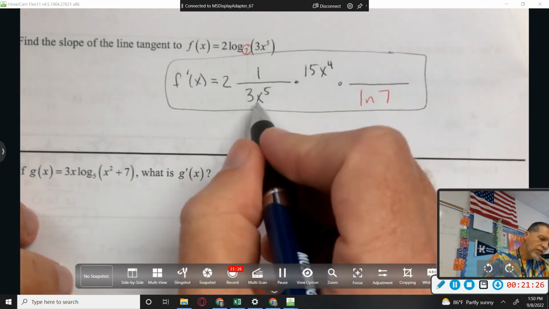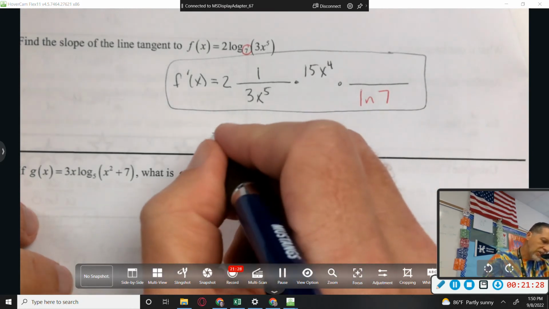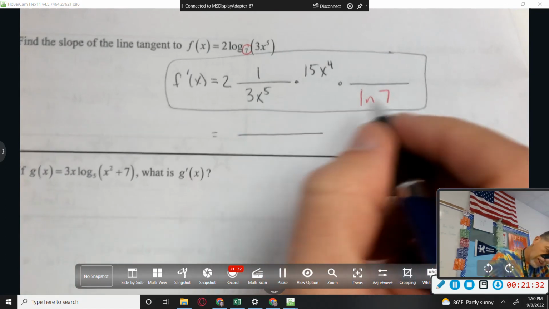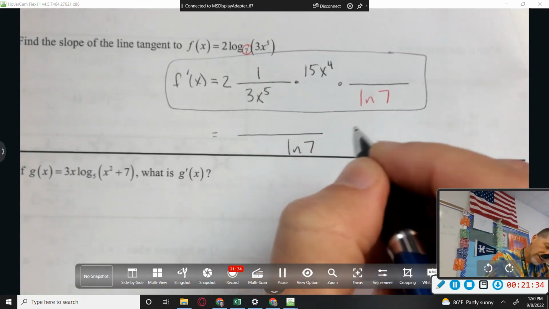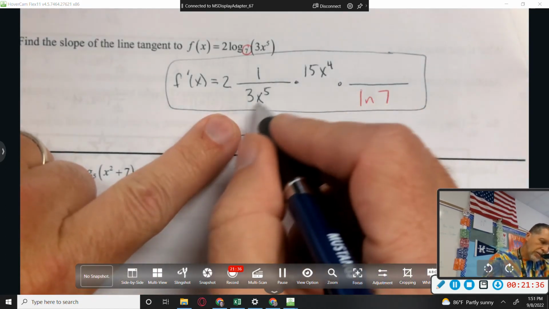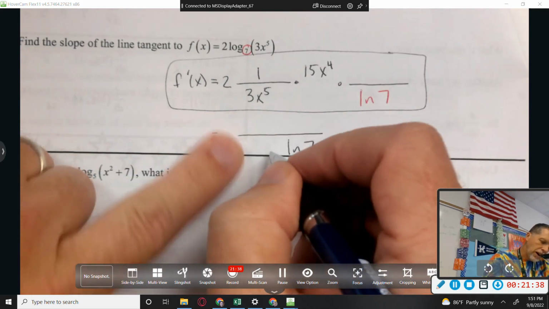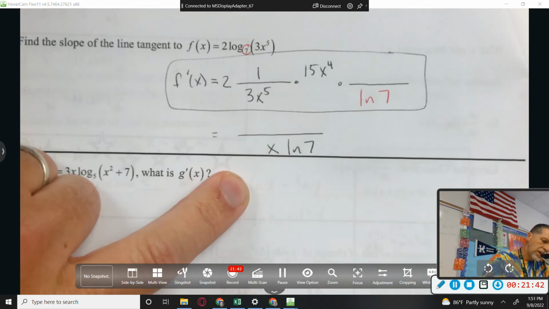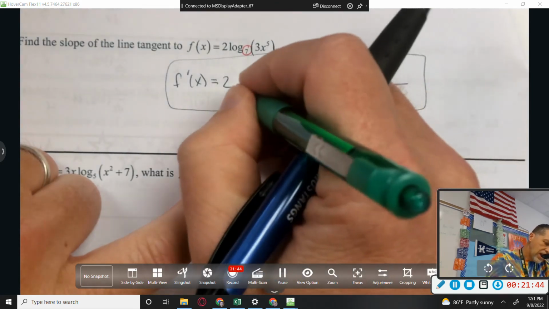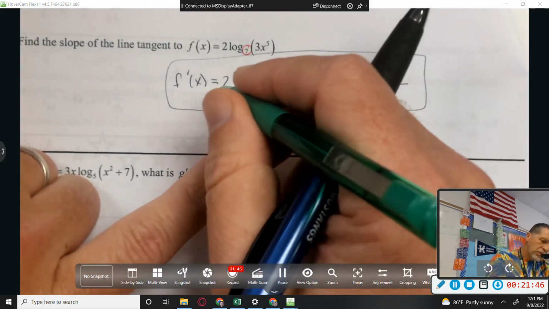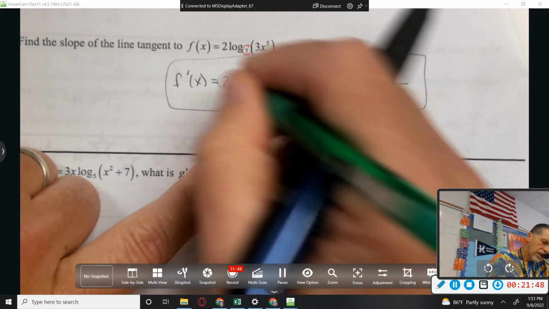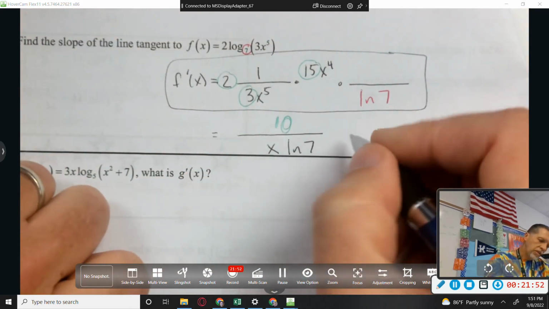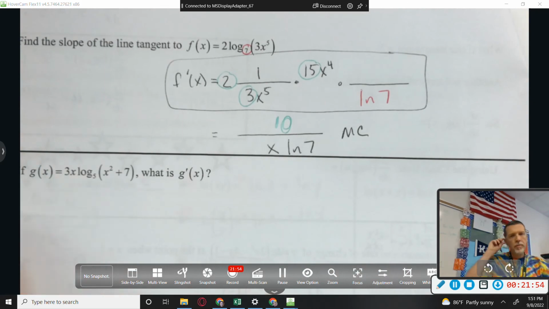The x to the 4th and x to the 5th can reduce. See what's left here. Natural log 7 is not going anywhere. There's going to be an x in the bottom. There's going to be a 5 times 2 in the top. So there's my multiple choice answer.